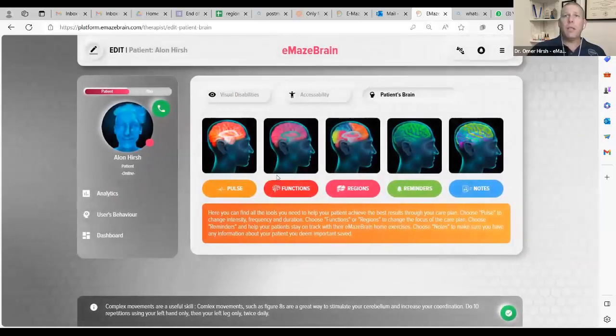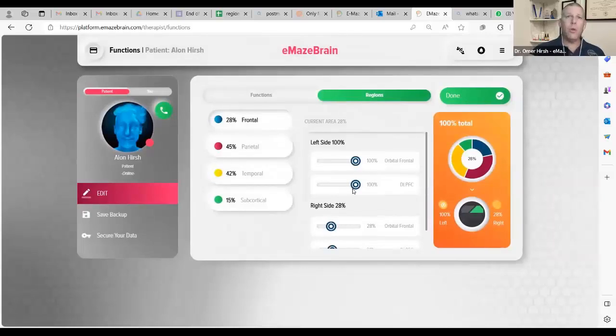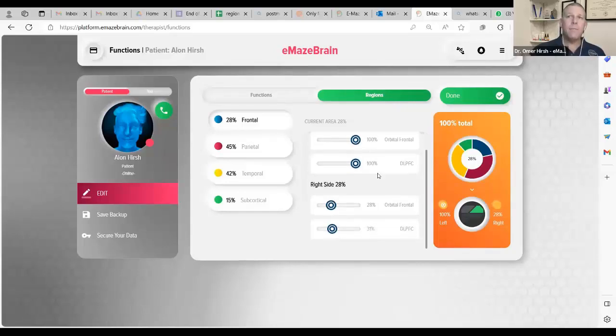The other 2 things we want to see here are functions and regions. Now, I'm not going to look into the functions because I've done it in another video, but basically it's either this or that. You can't use both. But what it does give us is full control of what we want to activate. So in this case, 100% means function is great. 0% means function is horrible.